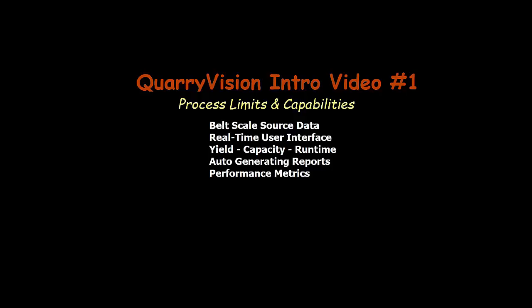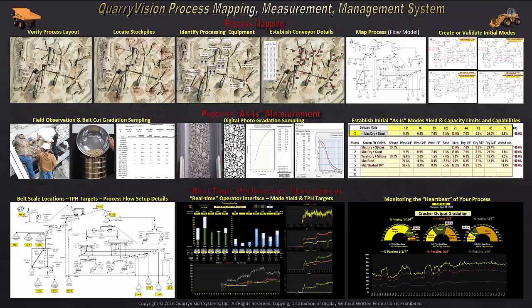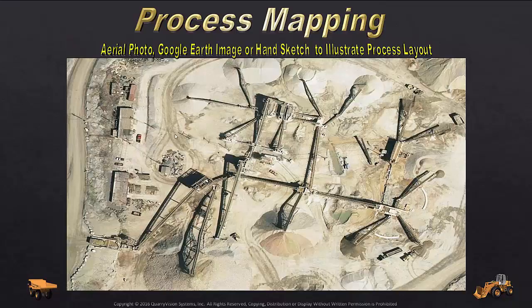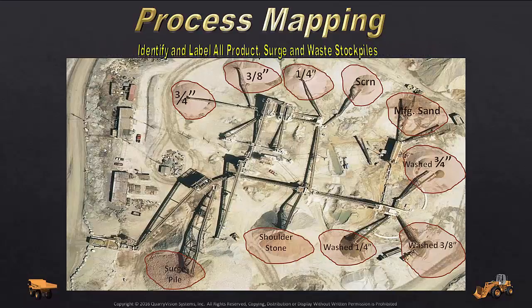This video describes our approach to defining the process limits and capabilities for any aggregates operation using belt scale data. The process begins by mapping the process. Plant layout is usually obtained from an aerial photograph or a Google Earth. It can be done by hand sketch also. Stockpile locations are determined so that it can be established what conveyors lead to what product.